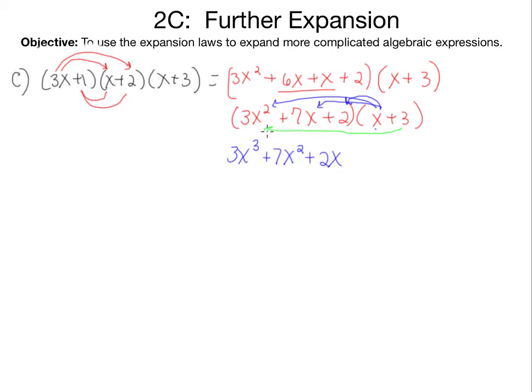So I'm going to start with 3 times a 3x squared. And that gives us a 9x squared. And I'm going to write it underneath my like term. So I'm going to place it over here. And then I have that 3 times a 7x gives us a positive 21x. And then 3 times 2, which gives us a plus 6. Combining our like terms, we end up with our final answer of 3x cubed plus 16x squared plus 23x plus 6.